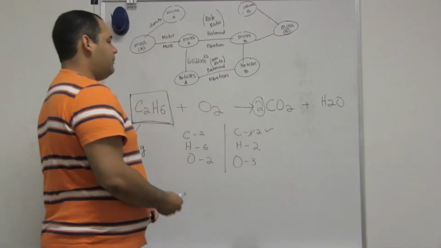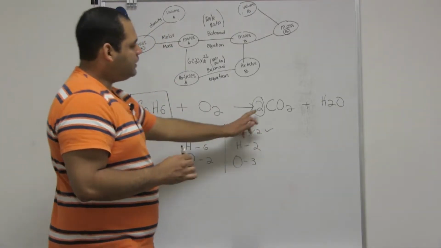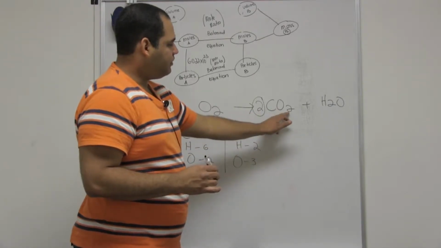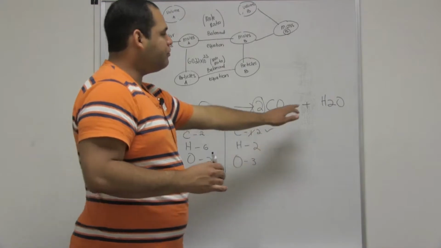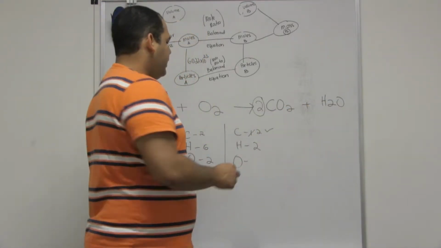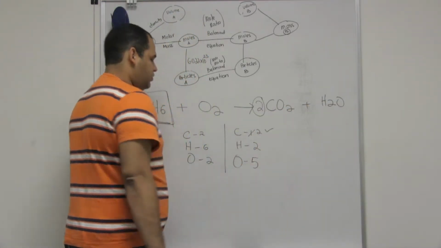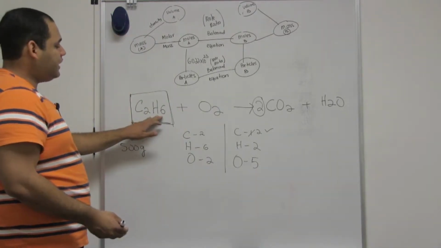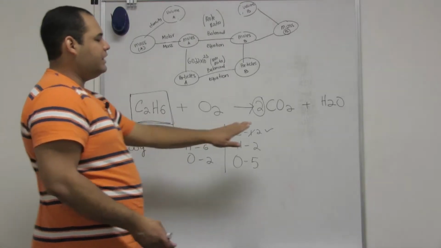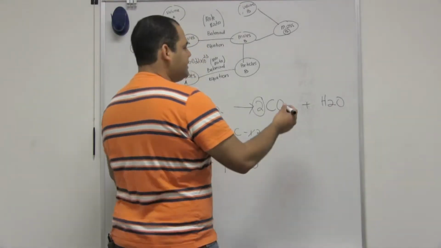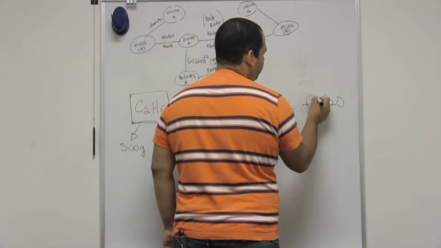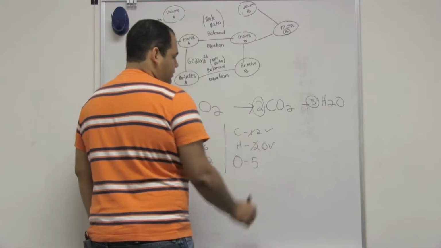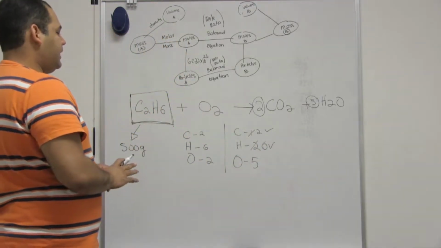And I'm balancing carbons. However, when I put a 2 here, I'm not only changing the number of carbons in my molecule, but I also change the number of oxygens. Now it's 2 times 2 is 4, plus 1, 5. Now I go for hydrogens. I have 6 hydrogens on this side and 2 on this side. So I will place a 3 here. 2 times 3 gives me a 6. So I'm also balanced with my hydrogens.